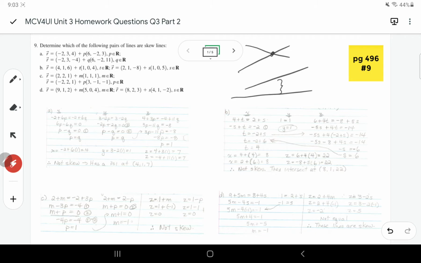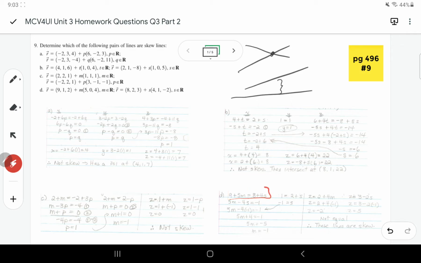If you wanted to find the POI, you'd have to sub in the p equals 1 or the m equals -1 back into the original components for x and y, because we only have the z component solved there. The last one is actually skew. So we do the same idea here.